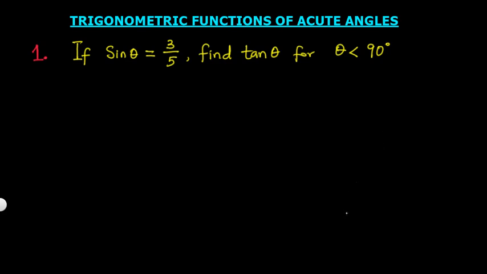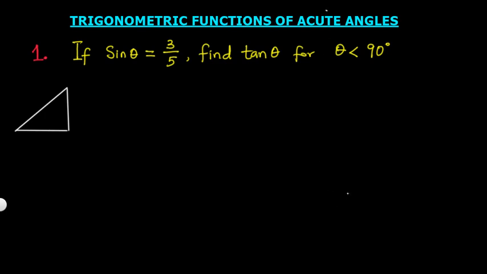Looking at this problem, we have it as, if sine theta is the ratio of 3 to 5, find tan theta, given that theta is less than 90 degrees. So how do we go about this? Since theta is less than 90 degrees, automatically theta here is an acute angle. So the simple approach is, let's sketch a triangle to illustrate that. Remember, it has to be a right angle triangle, so we can bring out the acute angle there.